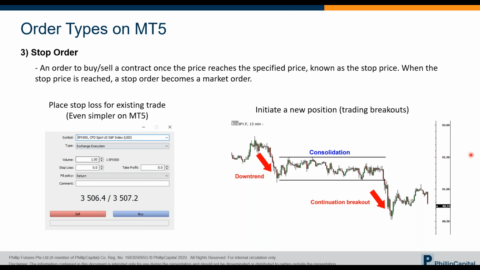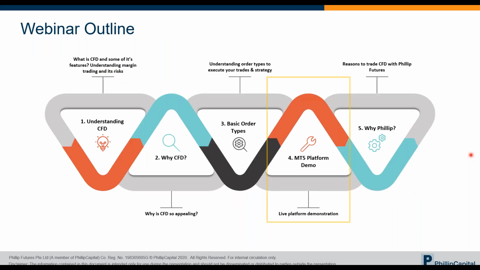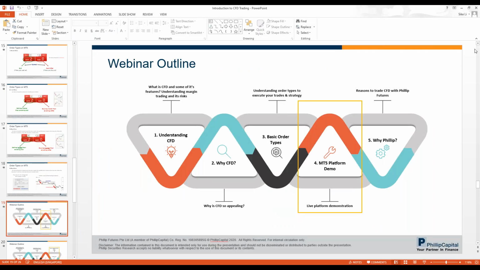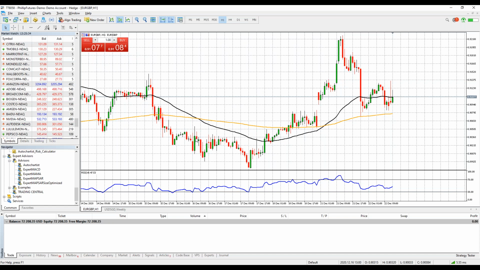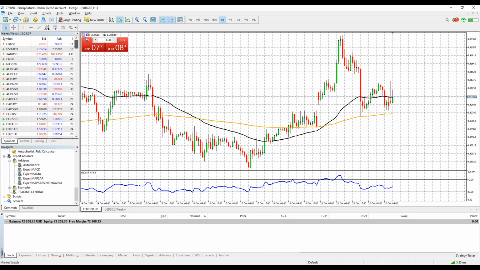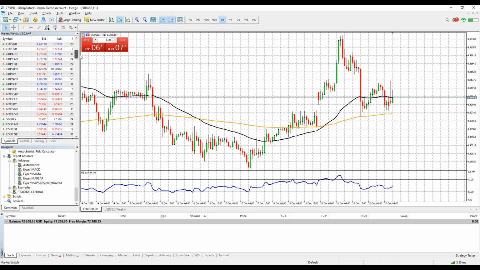Moving on, maybe I can do a platform demo on MT5 so you have a better idea also on our platform. Just let me do a very quick screen share for MT5. Okay, so this is the MT5 platform which Phillip offers. Over here on the left, you're able to see the watch list, meaning the different kind of products that we carry or offer you to trade.